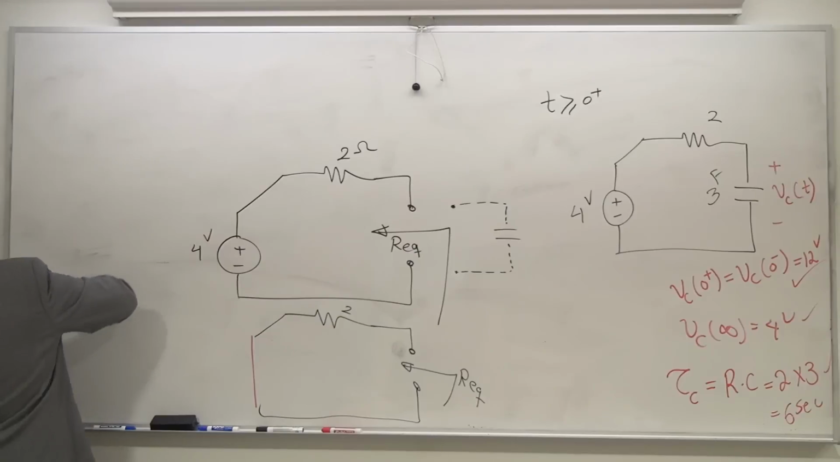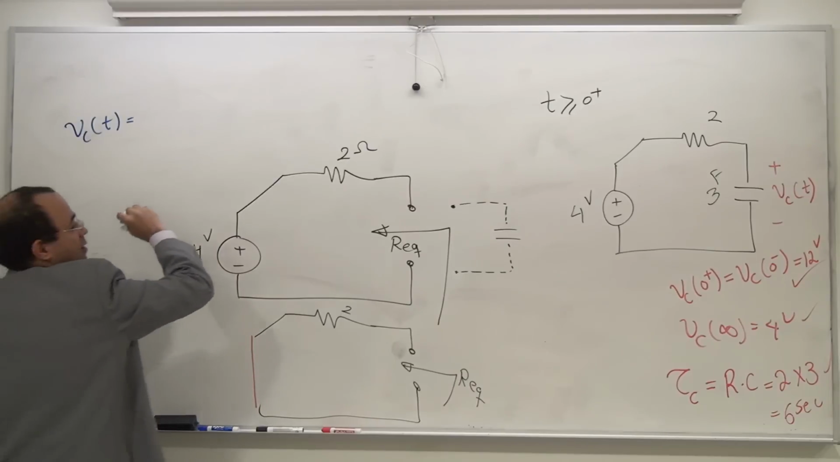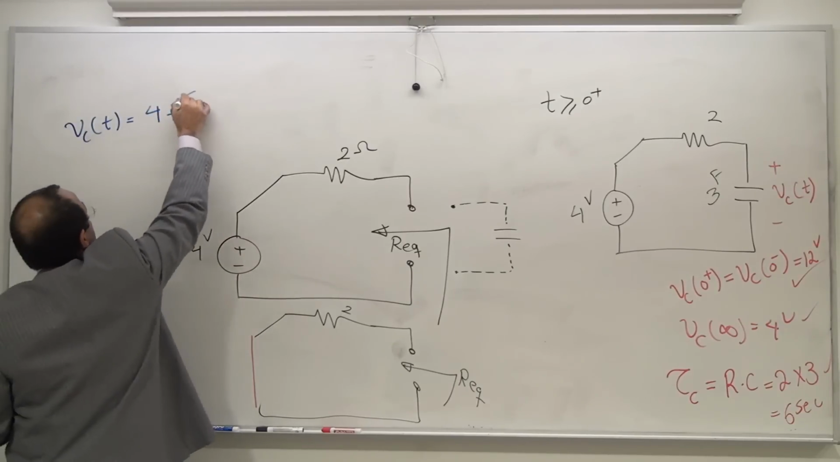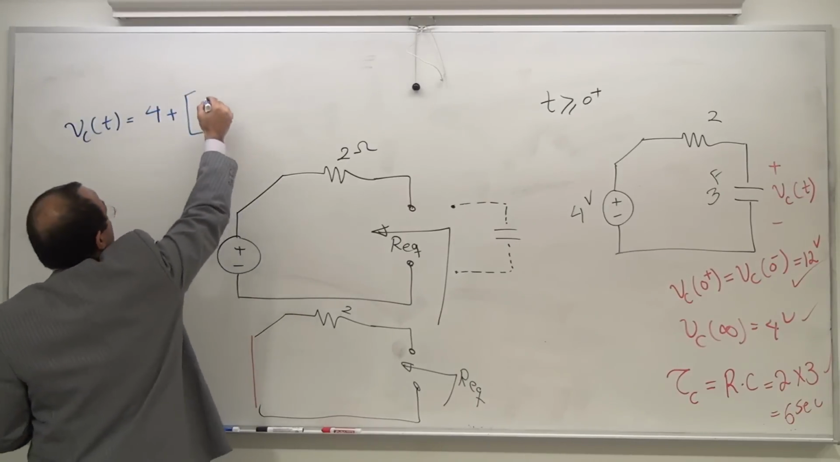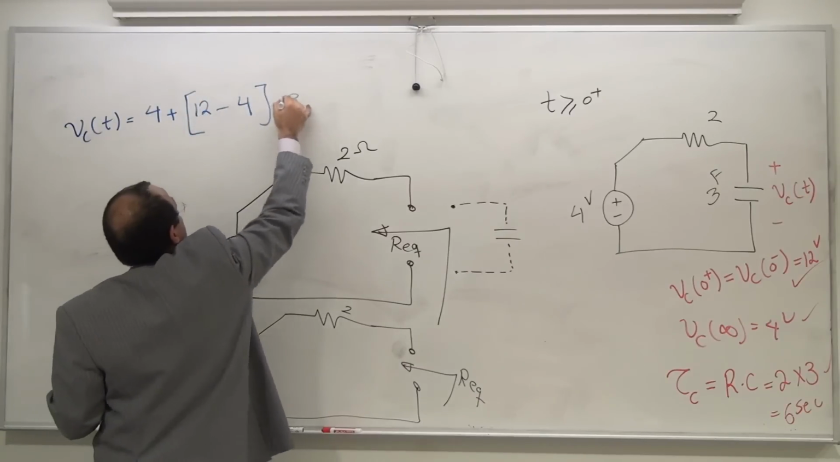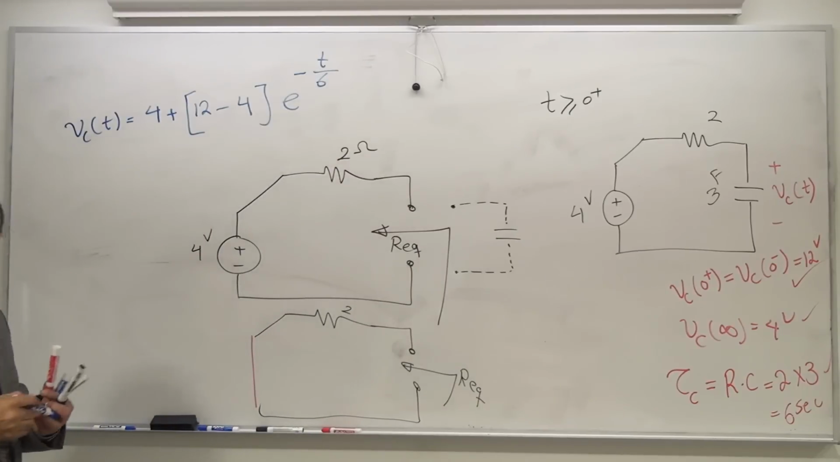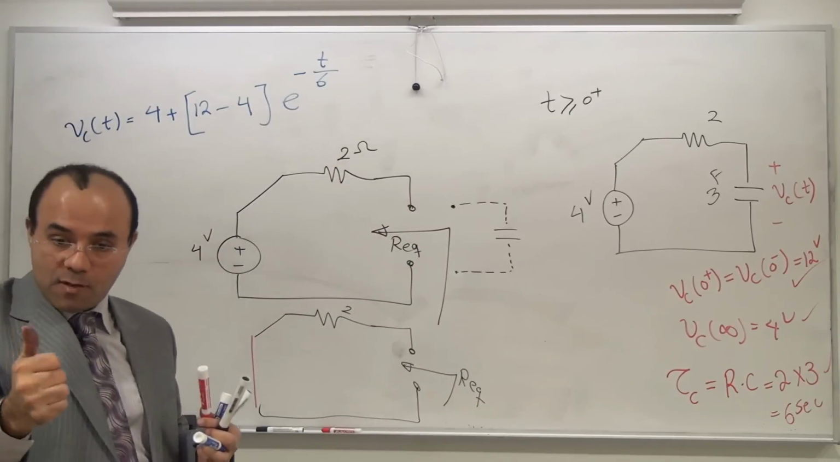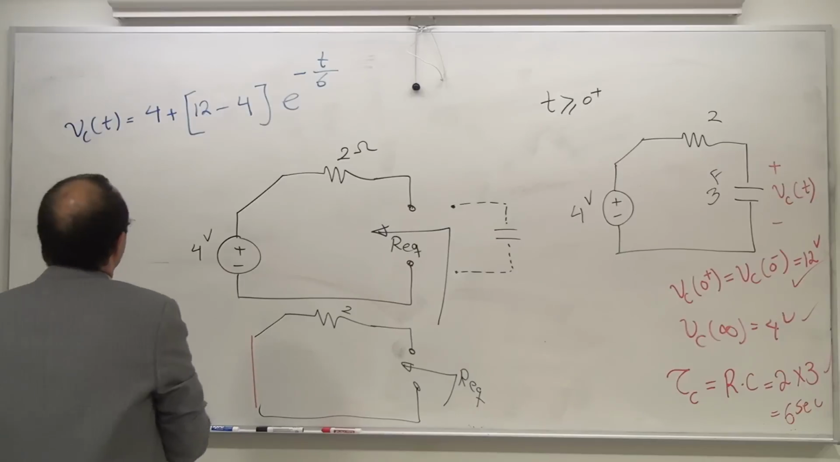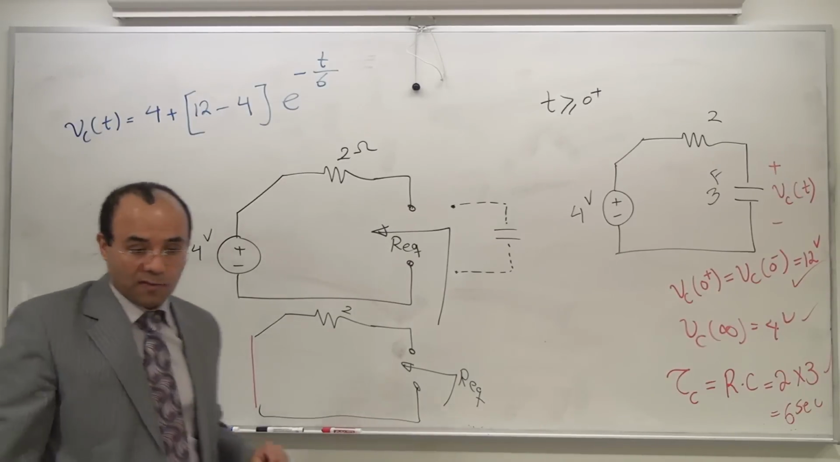That is going to be VC of t is equal to VC of infinity plus VC of 0 plus minus VC of infinity, times e to the power of minus t over tau, which is 6. Remember, both tau C and tau L sit under the t. So that's going to be my RC system.